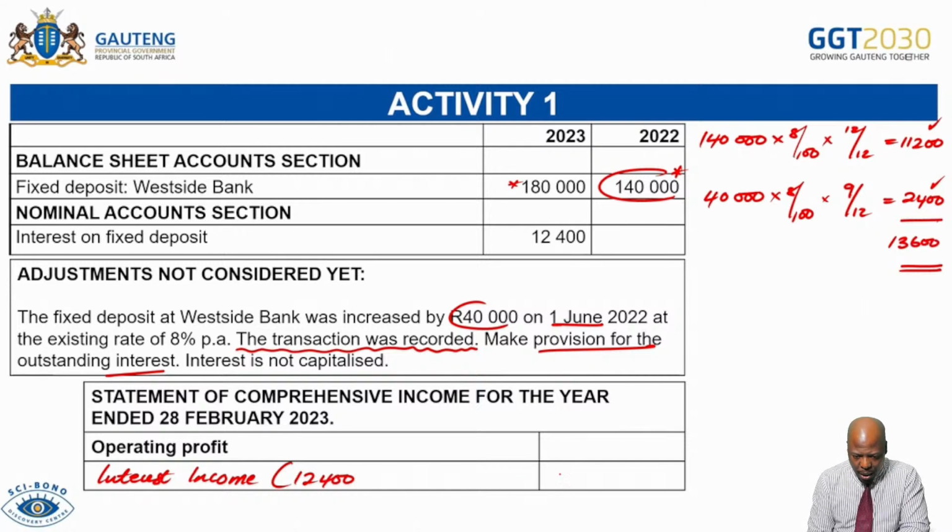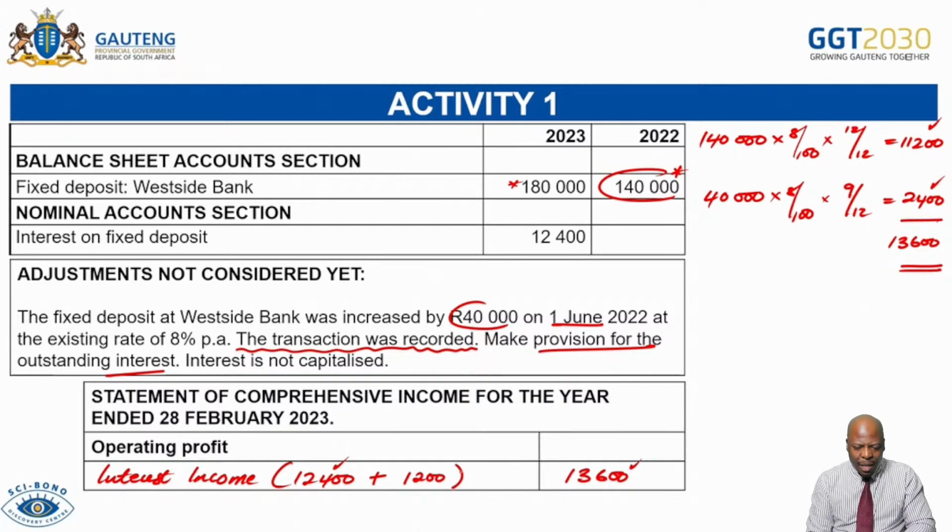That is my interest income. So I'll come here. It must be 13,600. But presently, it is 12.4. That means I must come and add. How much must I add? I'm getting the difference between 13.6 and my 12.4. That is 1,200. Then I close bracket like that.